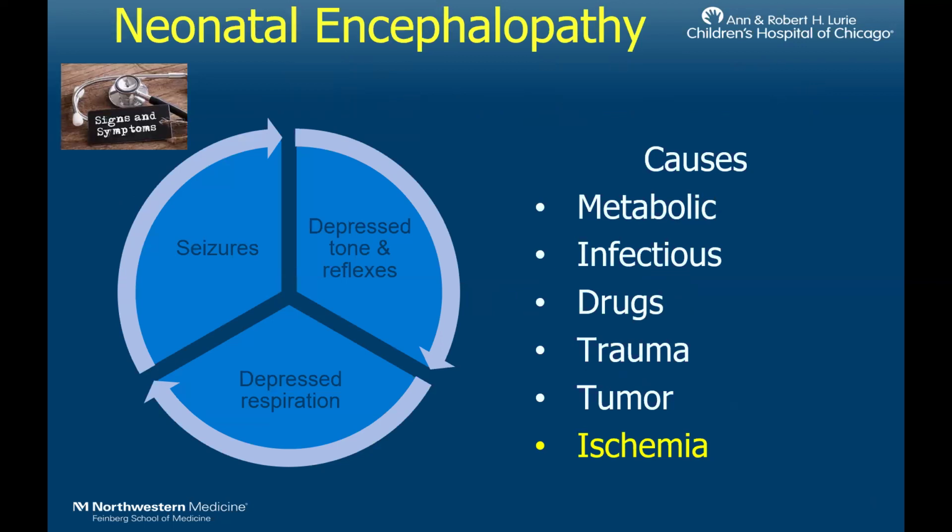So the signs and symptoms of neonatal encephalopathy manifest as poor breathing, altered level of consciousness, altered muscle tone, depressed reflexes, and seizures. There are many causes, and they include metabolic, infectious, drugs, trauma, tumor, and lack of blood flow or ischemia. But for the focus of this talk, we're going to go into more the ischemic aspects of HIE. And typically, the other causes can be distinguished using history, physical exam, and multiple testing.